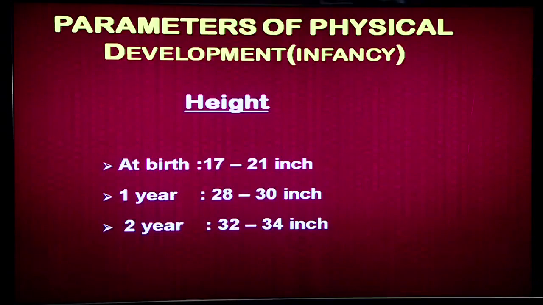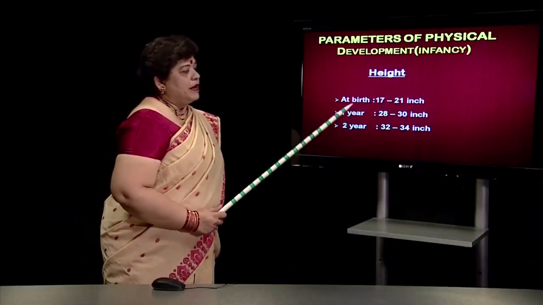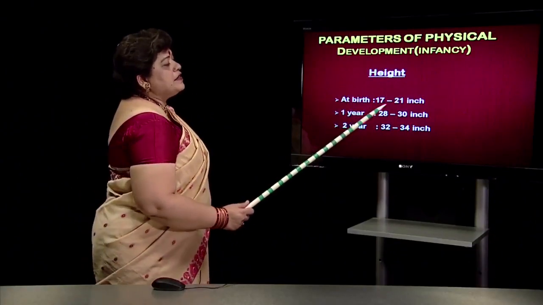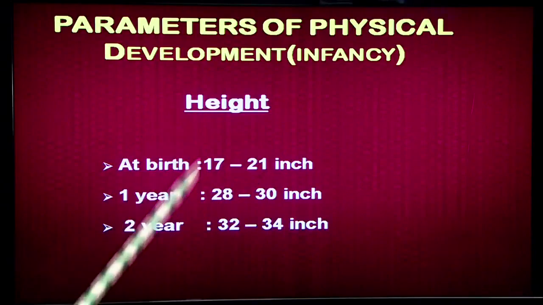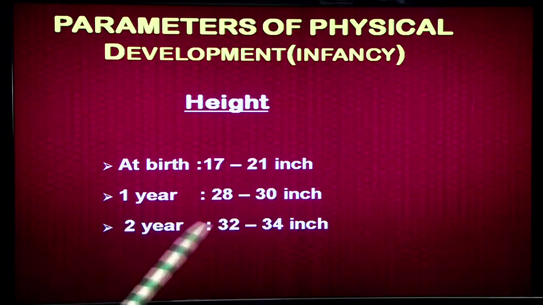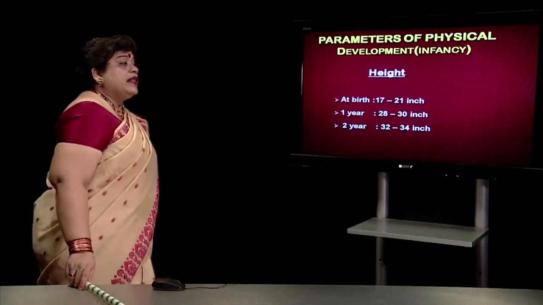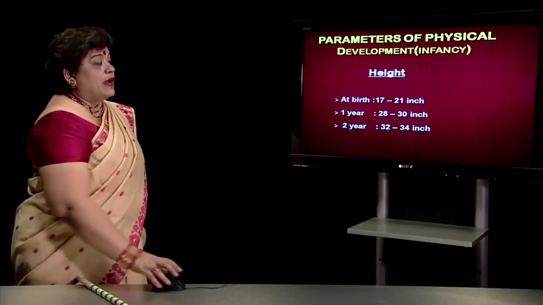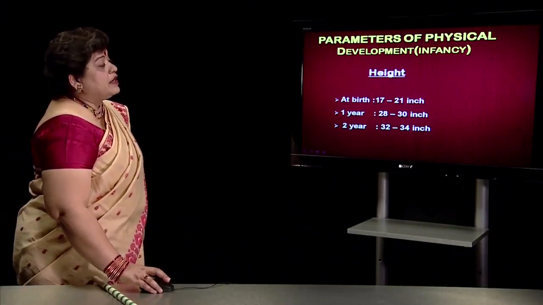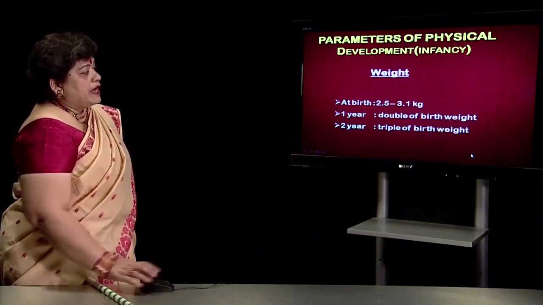During infancy, there are certain parameters of physical development which we have to follow. Height is an important parameter of development. At birth, the height is 17 to 21 inches. At 1 year, it becomes 28 to 30 inches. At 2 years, it becomes 32 to 34 inches. It is very important that we follow these parameters so that we know that our baby is growing and attaining height at the right pace.